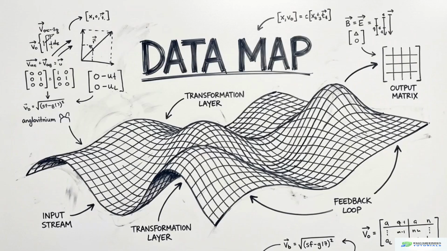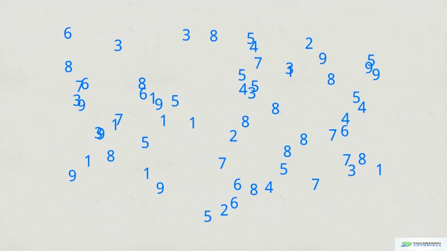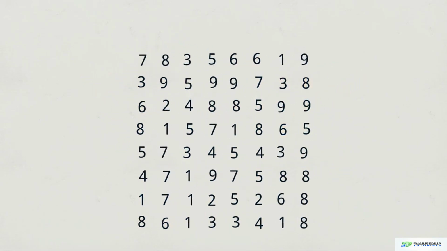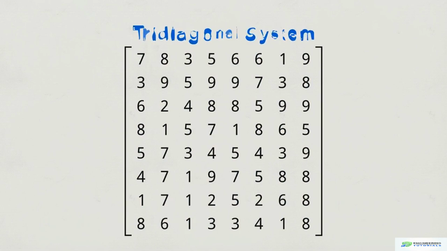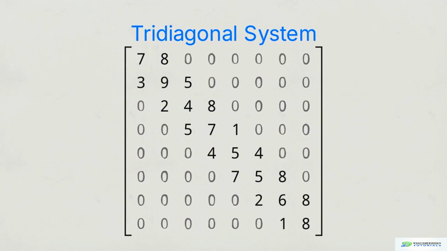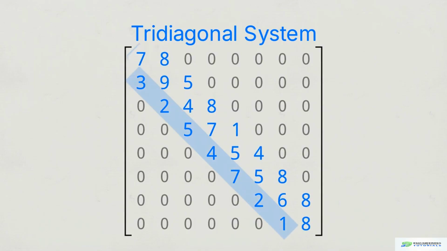The solution is to exploit the matrix topology. This means recognizing when a dataset naturally forms a localized pattern, known as a banded structure. A specific example is a tridiagonal system. This is a matrix with a bandwidth of exactly 3, meaning all the meaningful data sits on the central diagonal and its immediate left and right neighbors. Everything else is simply 0.